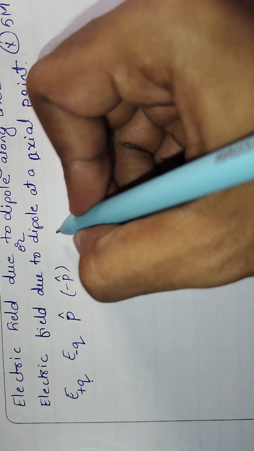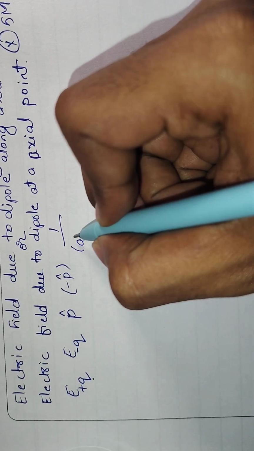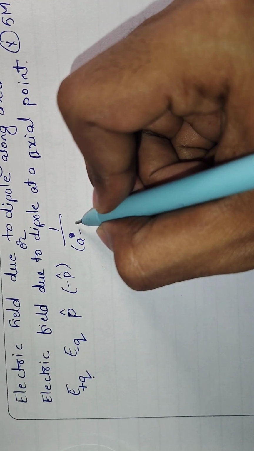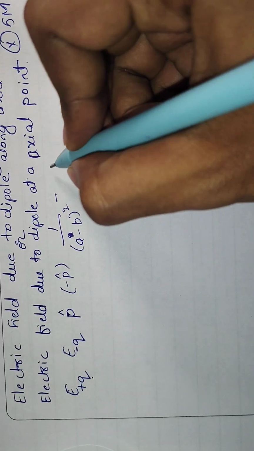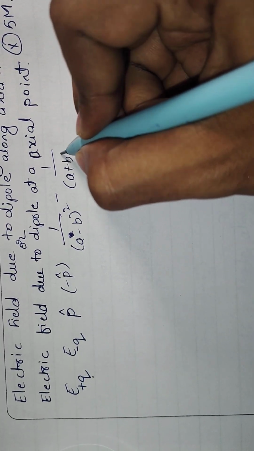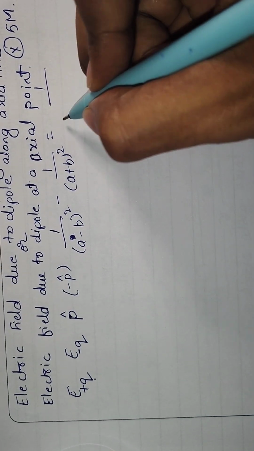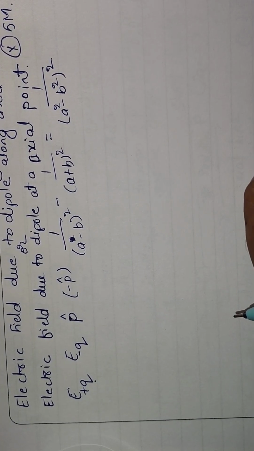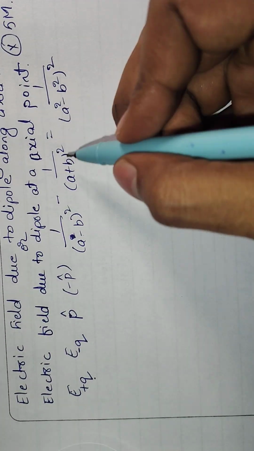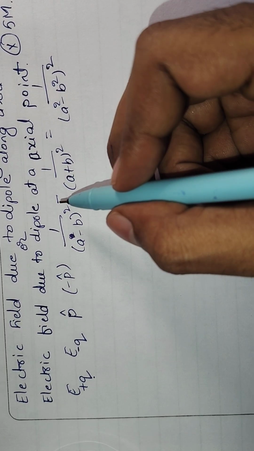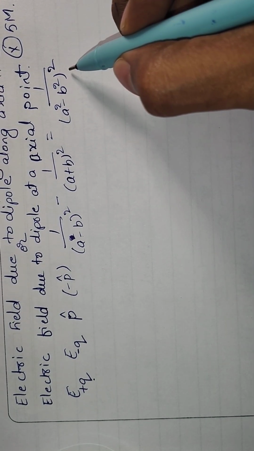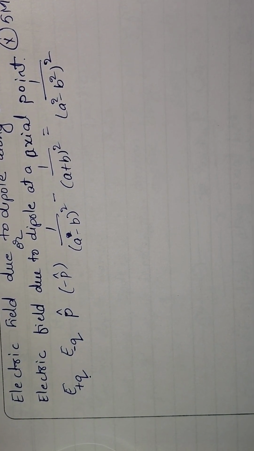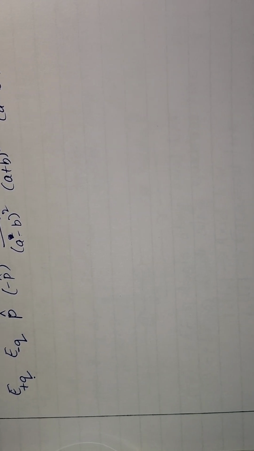Always remember 1 by (a minus b) whole square minus 1 by (a plus b) whole square is equal to 4ab by (a square minus b square) whole square. You can actually solve this. Take LCM and expand the terms, multiply and cancel, you can reduce it to this expression. Okay, so these are the prerequisites that you need. I hope there is no doubt in that.